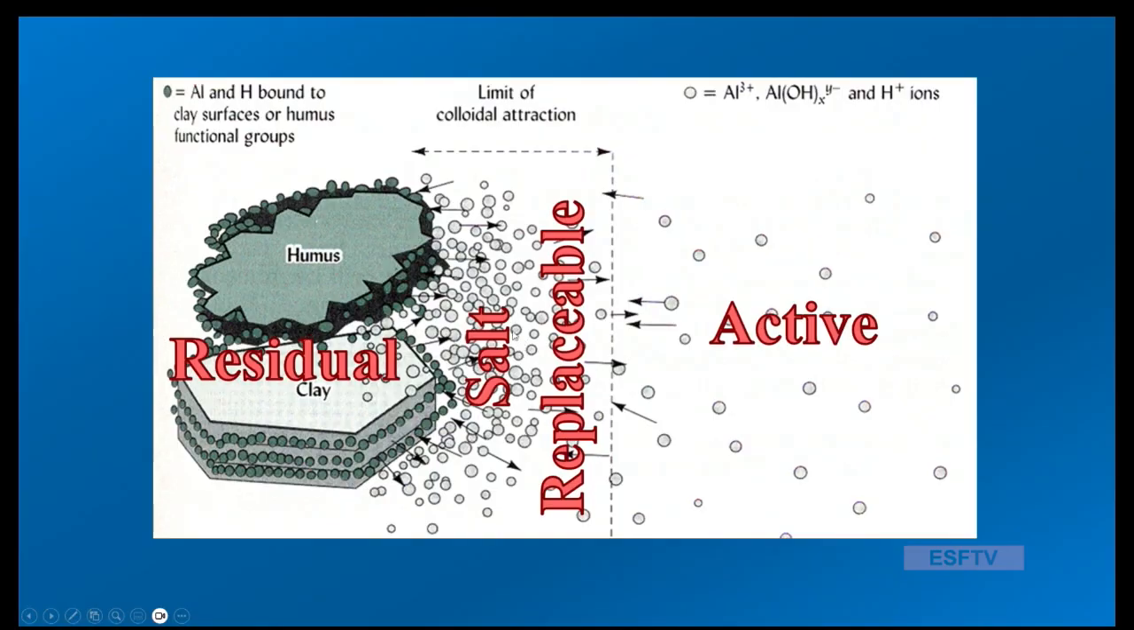We have this salt replaceable, which is exchangeable, associated with these surfaces. And then we have in solution. So this is a picture of our three conceptual pools: active acidity, salt replaceable associated with the colloids, and then humus and clay bound residual acidity, the three pools. And so active, salt replaceable, residual pools.